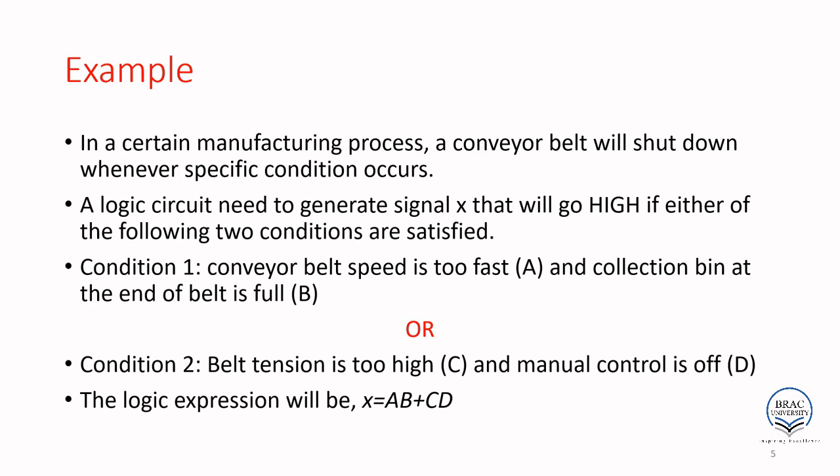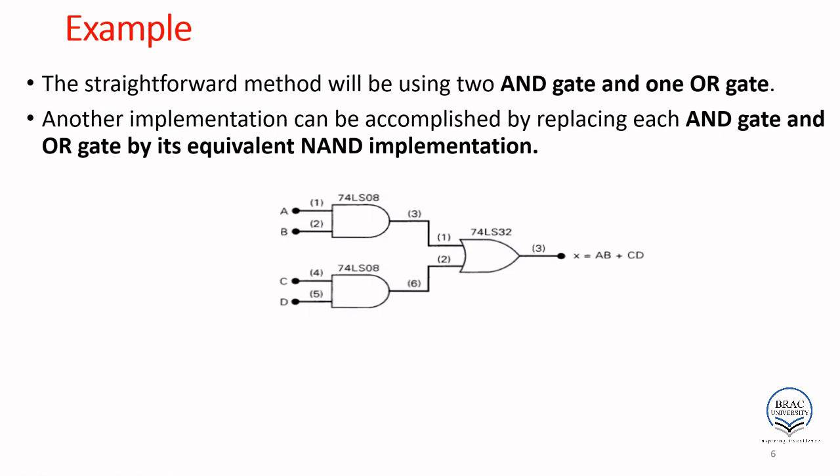So if we write the condition as an expression, X will be high either when this condition is true or this condition is true. As this is OR, this part becomes AND. So A and B, and this one becomes AND, C and D, and these two become OR. That's why AB or CD. So this is the expression. If you draw the expression, it becomes like this: A and B, C and D, ORing together. So the output X becomes AB plus CD.